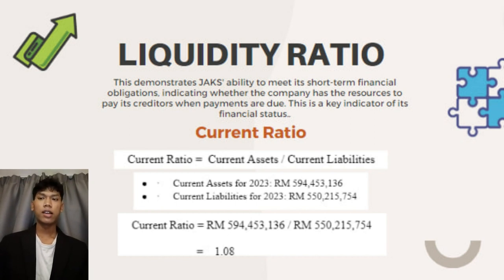Current assets RM594,453,136, current liabilities RM550,215,754. So the calculation will be the current assets divided by current liabilities, which is 594453136 divided by 550215754. So that is equal to 1.08. This indicates that the company is in a good position to cover its short-term liabilities.